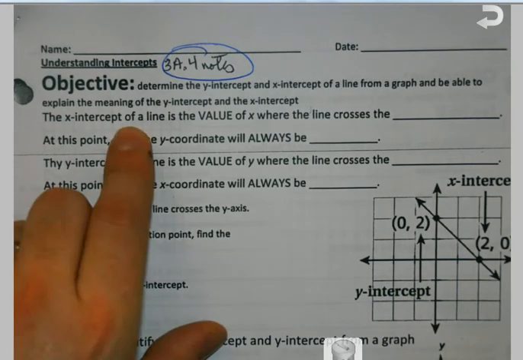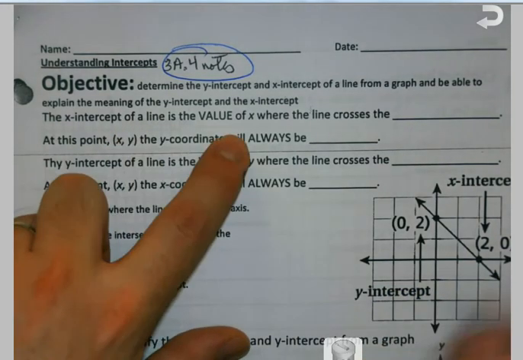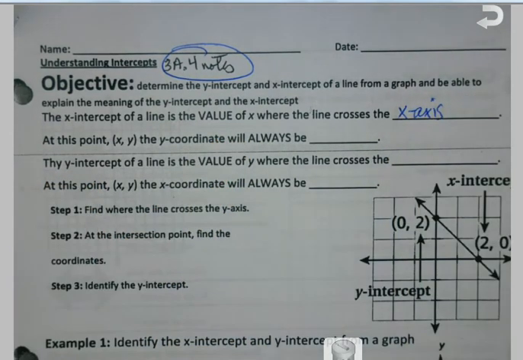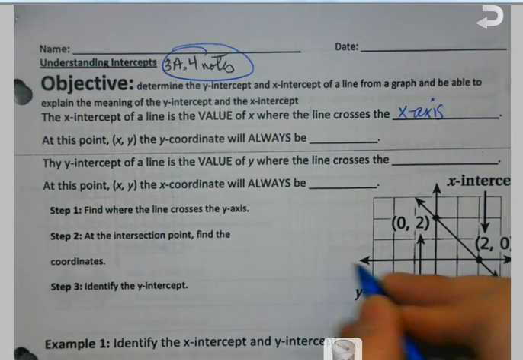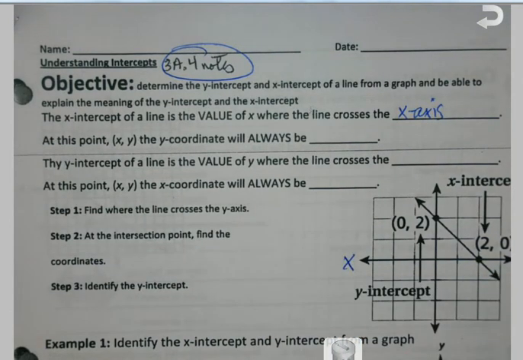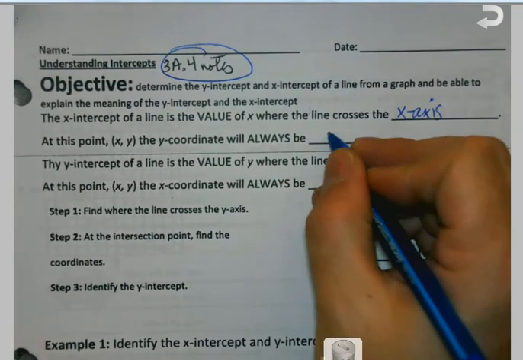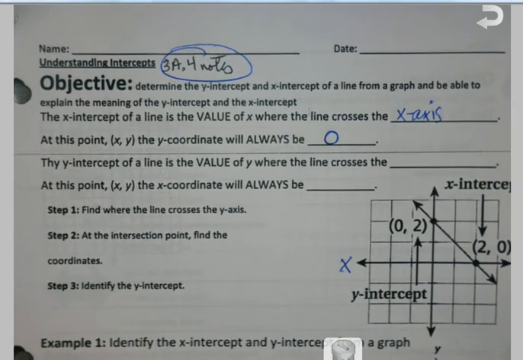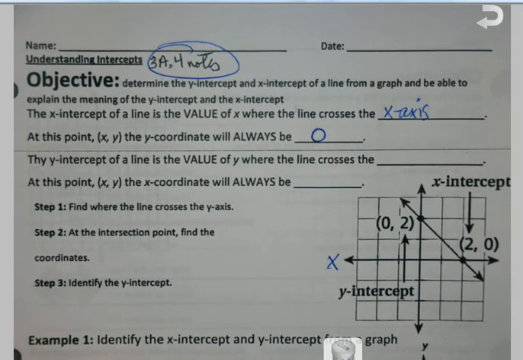So the x-intercept of a line is where the line crosses, kind of sensible, the x-axis. And again, the x-axis is the one that goes side to side. That's horizontal. At that point, my y-coordinate will always be 0. And we'll talk about that because on this graph right below here, my x-intercept has a y value of 0. The x is 2.